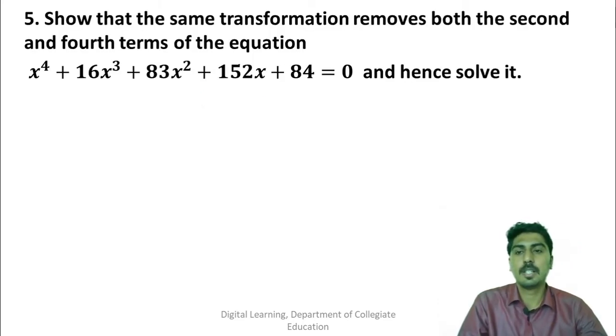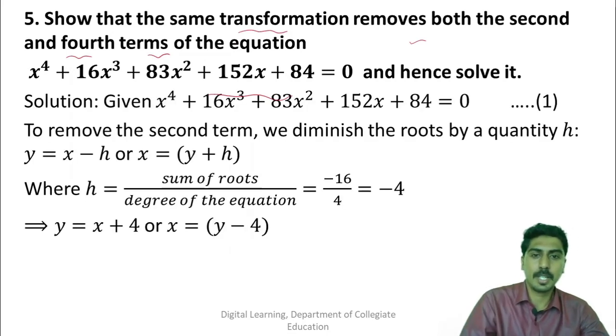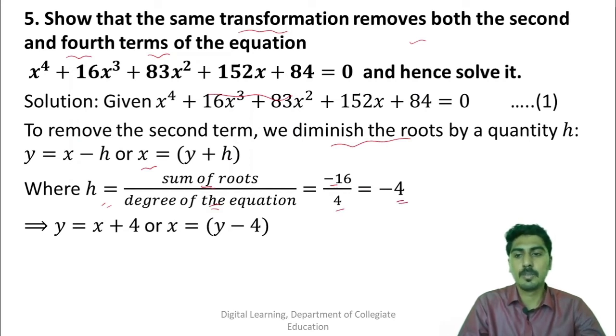Now let us consider the next problem. Show that the same transformation removes both the second and fourth terms of this equation. Already we know how to remove the second term. First, let me remove the second term by diminishing the roots by a quantity h, where h is equal to the sum of roots by the degree of the equation. Sum of roots is minus 16, by degree 4, which is equal to minus 4. So we have to put y equal to x plus 4, or x equal to y minus 4.